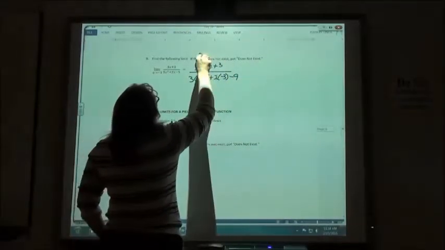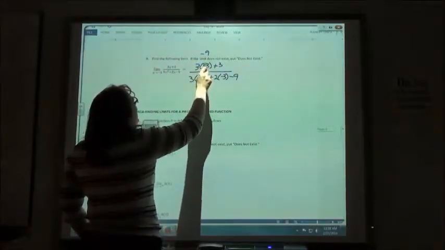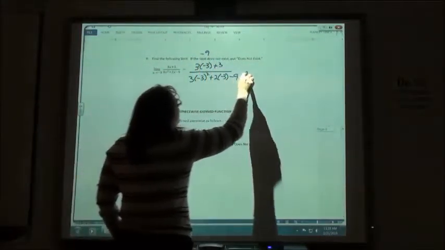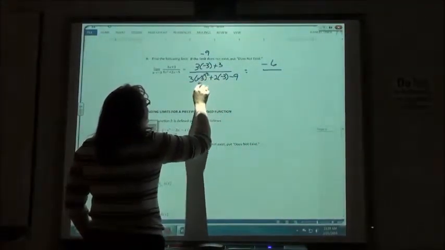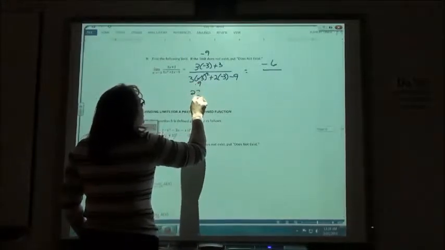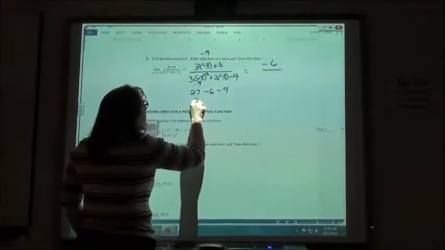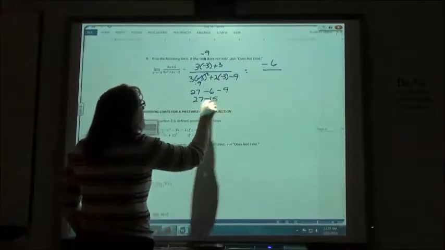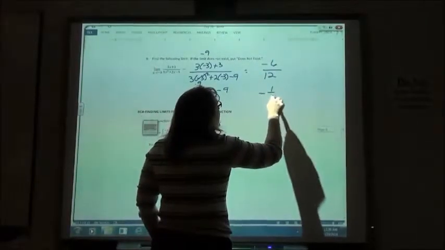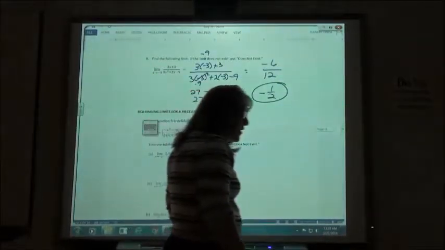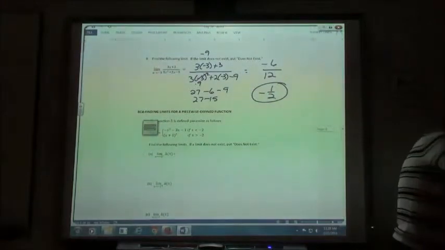So 3 times negative 3 is negative 9. Negative 9 plus 3 would be negative 6. On the bottom, negative 3 squared would be 9. 3 times 9 is 27. 2 times negative 3 would be minus 6 and minus 9. So 27 minus 15 would give me 12. Well, if I have negative 6 over 12, it reduces down to negative 1/2. So my limit as x approaches negative 3 would simply be negative 1/2.